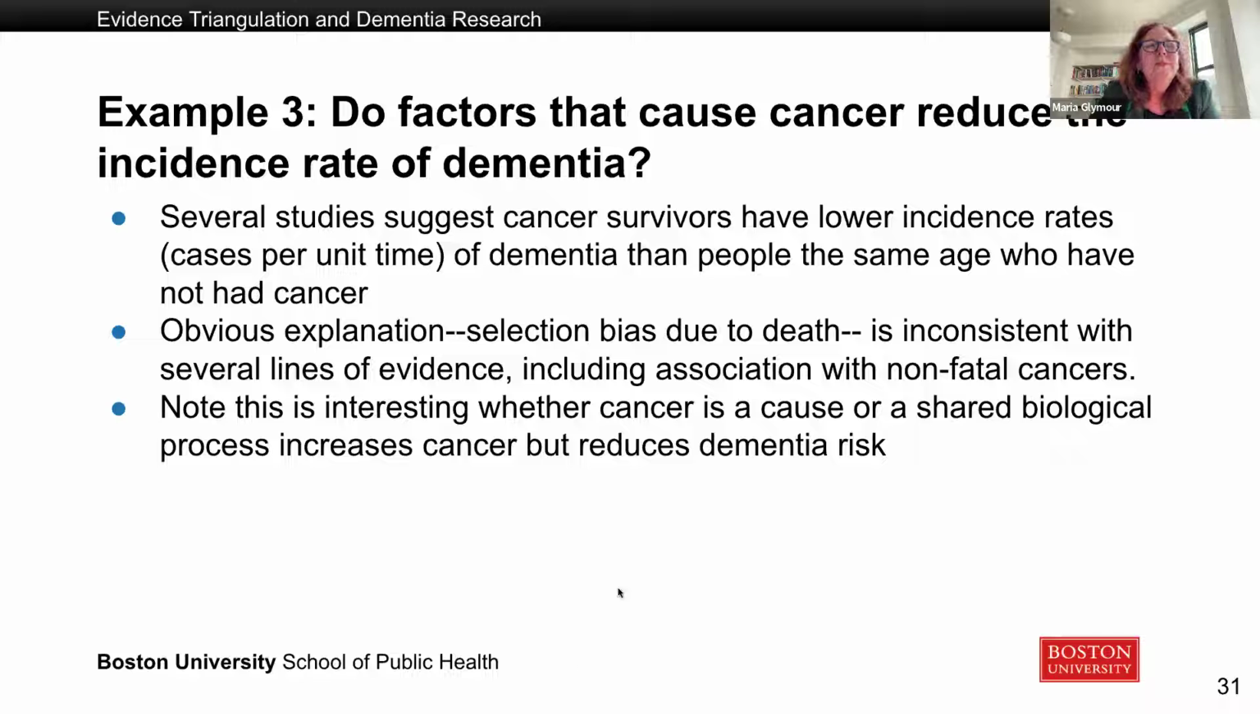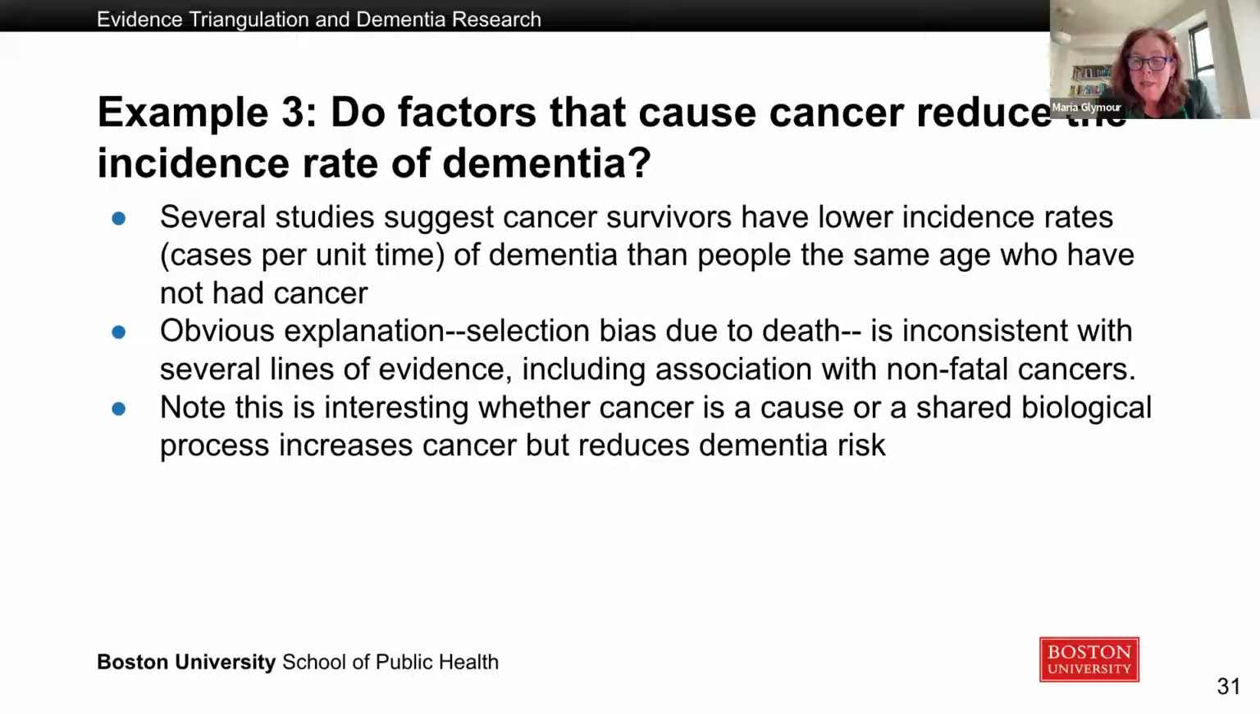Yeah, let's see. So the third example I want to talk about is focused on this very funny observation that people who have survived cancer have lower incidence rates of dementia. And by incidence, I'm using incidence rates.